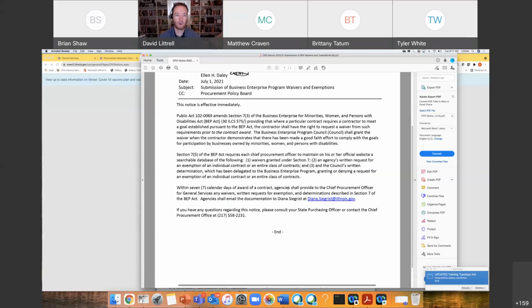And again, overarchingly, if there's no goal, none of this is applicable. This is only applicable when you have a good faith effort waiver request if the prime vendor cannot meet the BEP goal set forth in the solicitation.